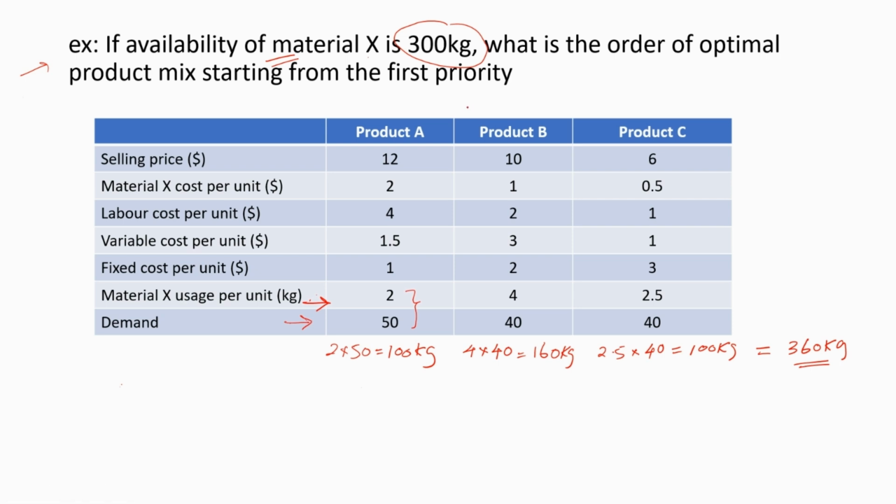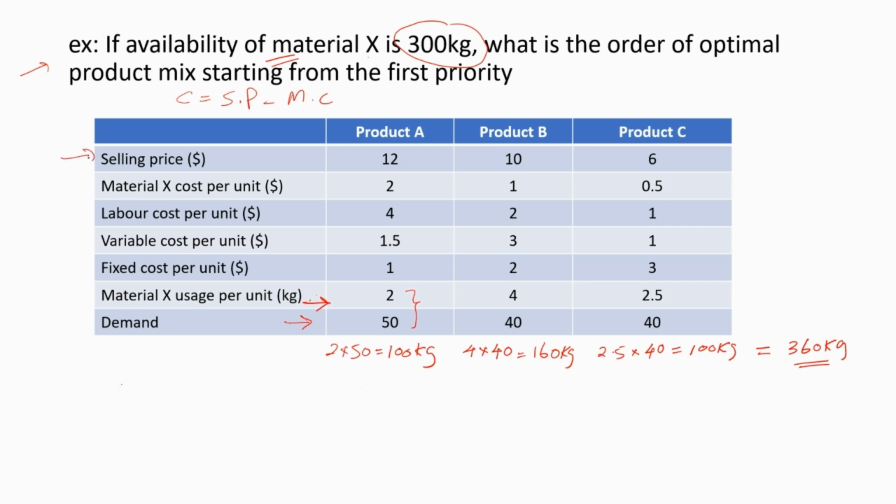Now we have to calculate the contribution per limiting factor. As you can see, they haven't given the contribution for each product separately. They have given the selling price and costs for each product. So what we have to do is calculate the contribution for each product separately first, then calculate the contribution per limiting factor. So what is the formula to calculate the contribution? Contribution equals selling price minus marginal costs.